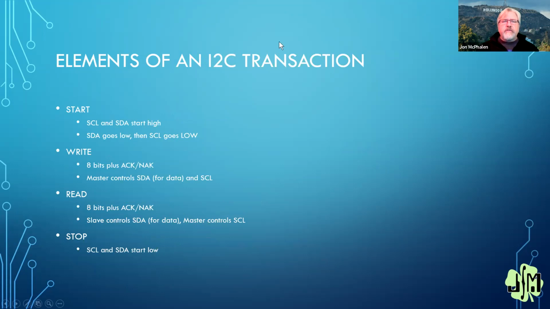In I2C, there are 4 elements that make up all of the transactions. You just stack them all together. There's a start condition, which is at the beginning of a transaction. There are write and read elements within a transaction, and then a stop. So it's very simple. If you look in my I2C driver, you'll see it has these things.